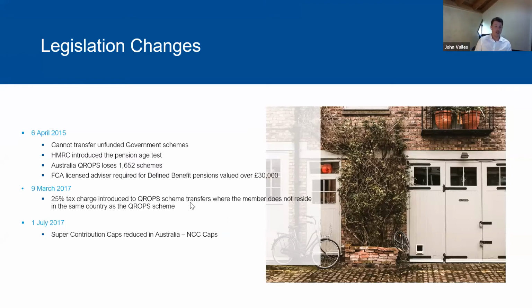And the final one, July 2017, is to do with the Australian side now. Nick talked about one of the mechanisms we use to bring the funds across, one of those being the NCC, which stands for non-concessional contributions. Back in 2016, there used to be $180,000 per year you could pay in. That's now dropped to $100,000 per year. So you can instantly see it's become more restrictive.